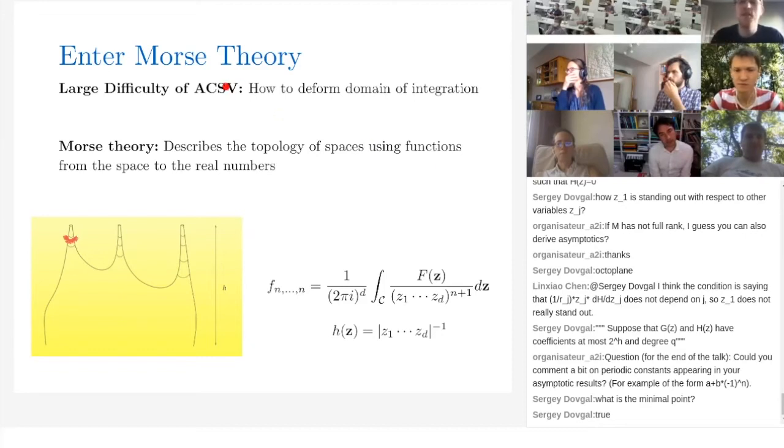So the largest difficulty will be how do we deform our domain of integration? And so what Morse theory describes is it tells you something about the topology of spaces using functions from that space to the real numbers.